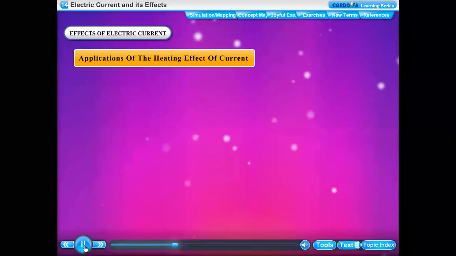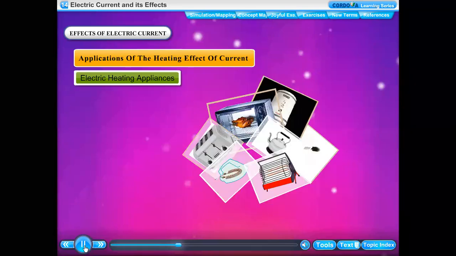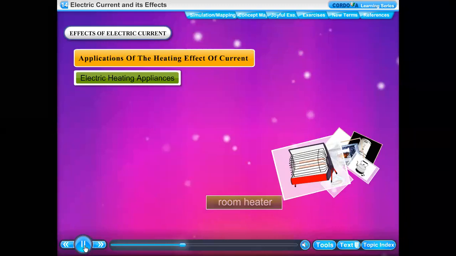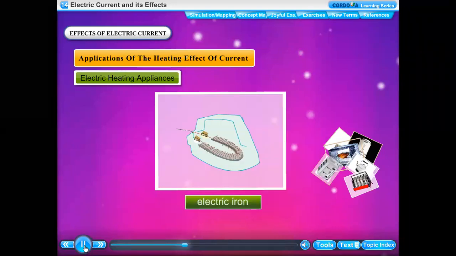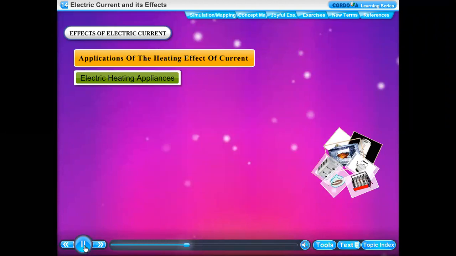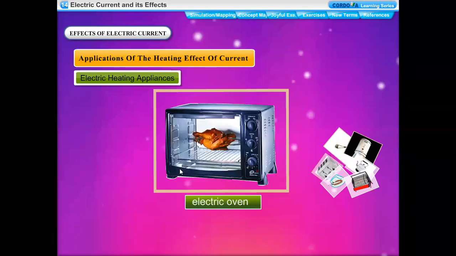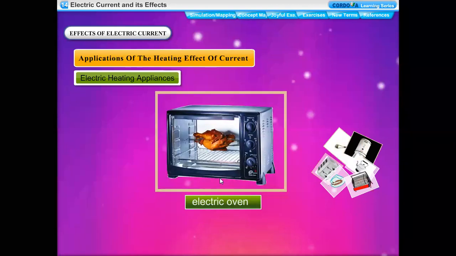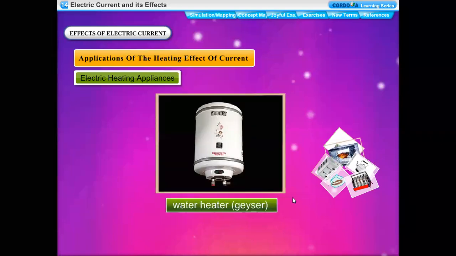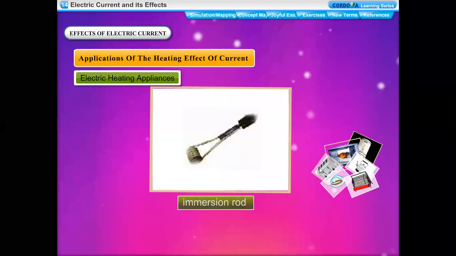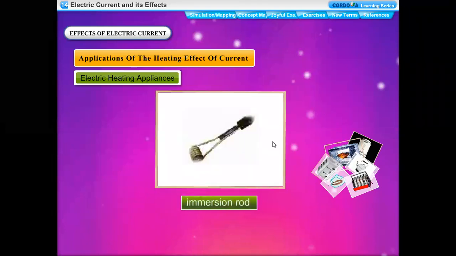Then the applications of the heating effect of current. Electric heating appliances, you can see here: electric geyser, kettle, so many different things, electric iron also. All of these work on the heating effect of electric current. Electric oven also, water heater, that is the geyser we are using, all due to the heating effect of electric current.